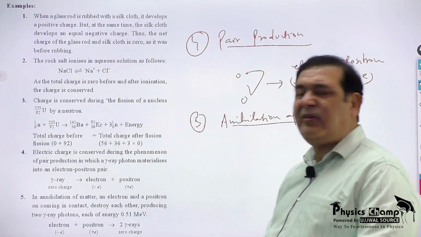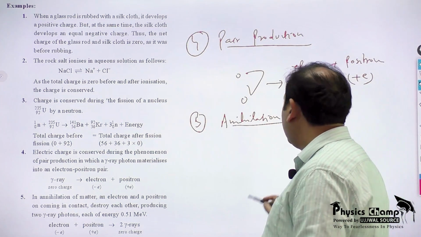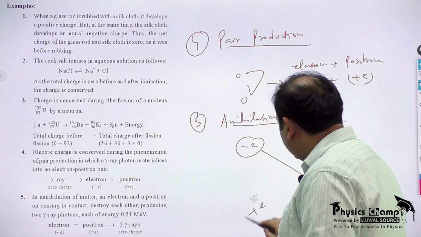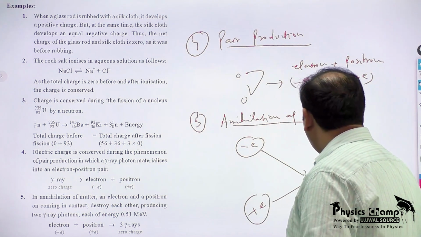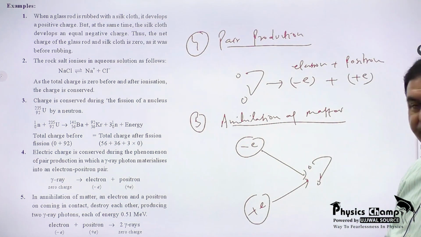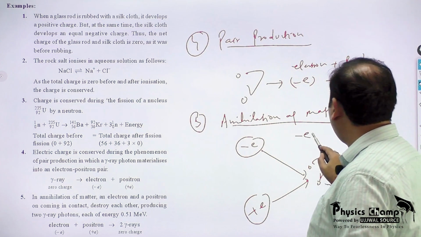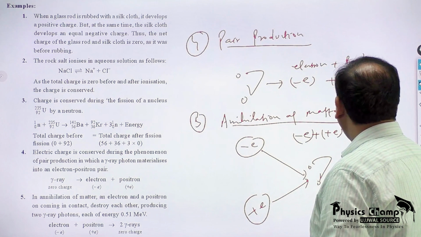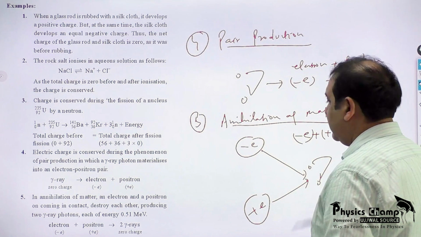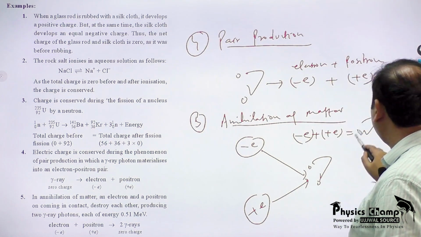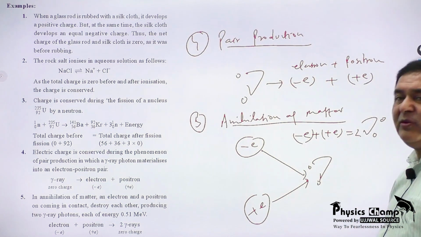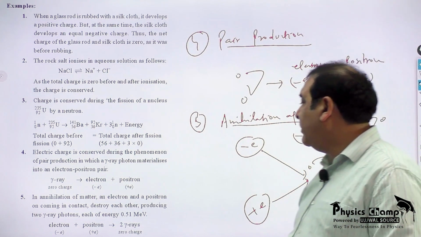Similarly, in the reverse reaction, which we call annihilation of matter, an electron and a positron combine to become a gamma ray photon, in fact 2 gamma ray photons. In that process also, the net charge remains conserved.